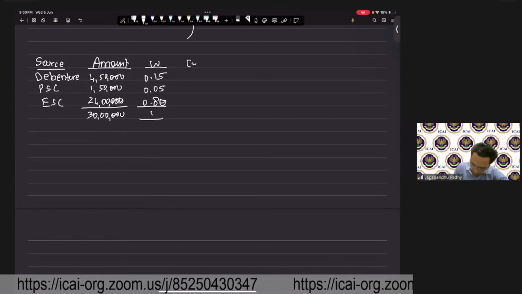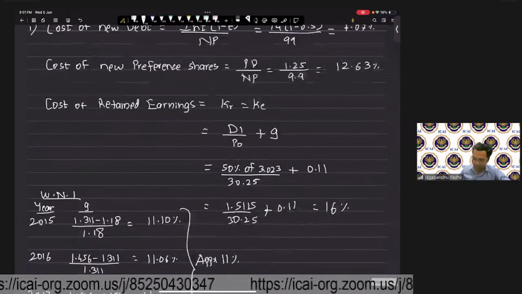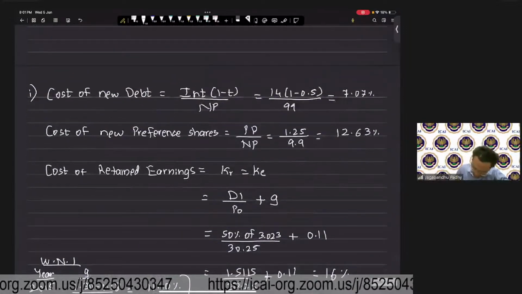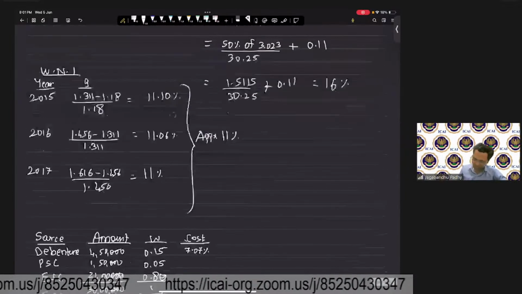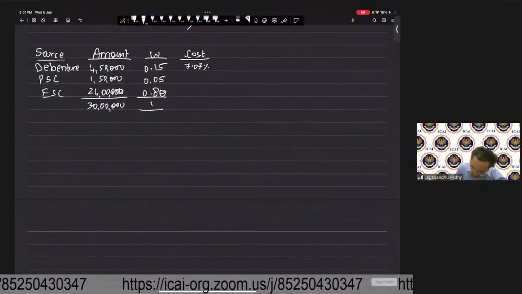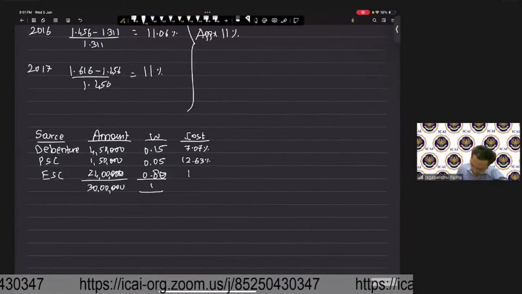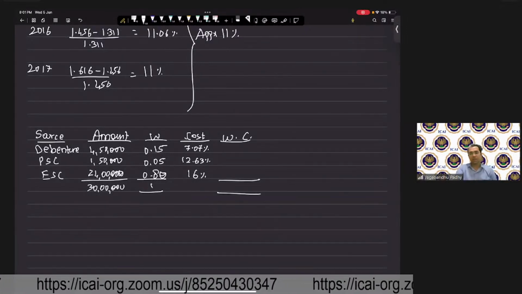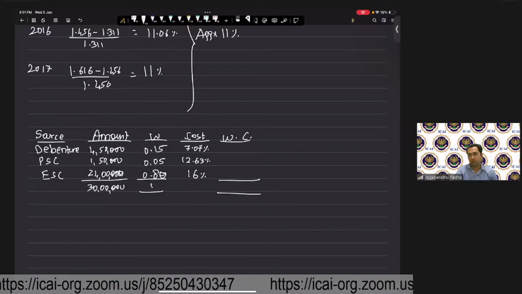Then we take the value of cost. We have already computed the cost of debt, cost of preference, and cost of equity. Cost of debt is 7.07%. Preference shares are going to cost us 12.63%. And equity share capital has a cost of 16%. Then we just need to take a weighted average.